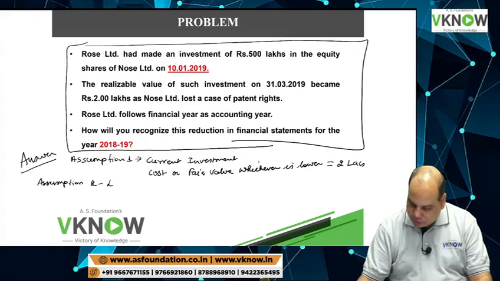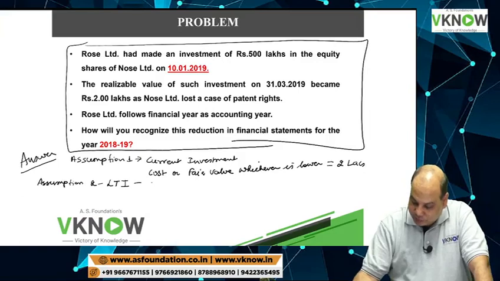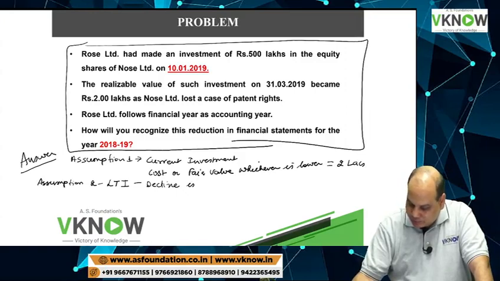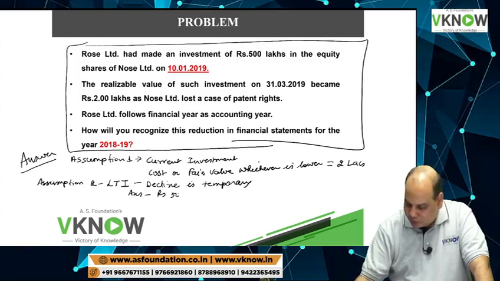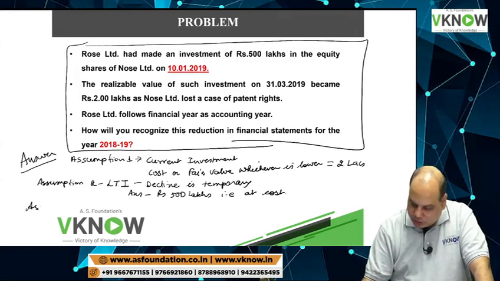Long term investment, LTI. To save your valuable time, we'll take LTI, long term investment, and decline is temporary. The answer will be rupees 500 lakhs. That is at cost. And assumption 3, write down. Assumption 3, long term investment.